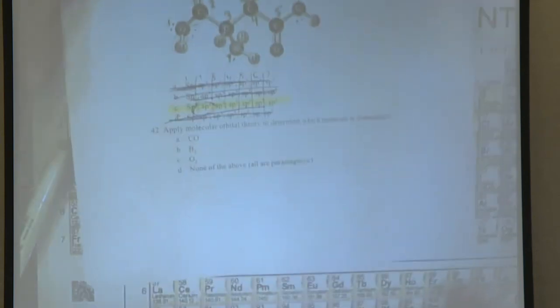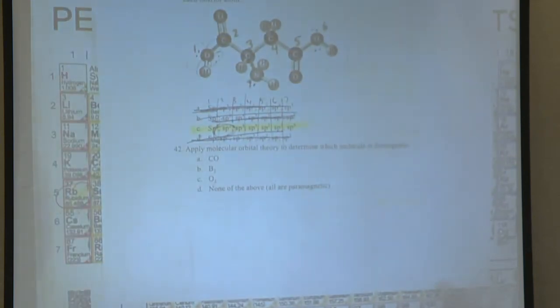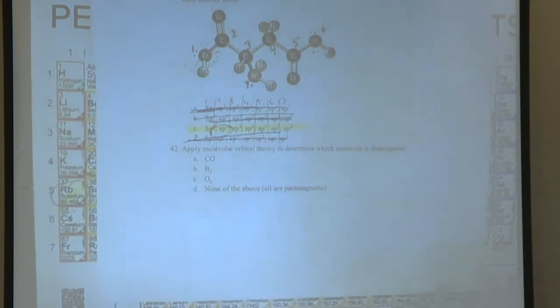Apply molecular orbital theory to determine which molecule is diamagnetic. So the way that MO theory works is that, I wonder why I didn't write that down.